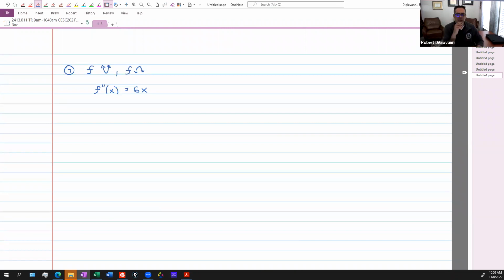Hey, out of curiosity, what if our second derivative was just the number 6? Not 6x, but just 6. What would that tell you about the function in terms of concavity? Is it constant? If I told you that the second derivative of some function was 6, what can you tell me about the concavity of the original function? That it's what?